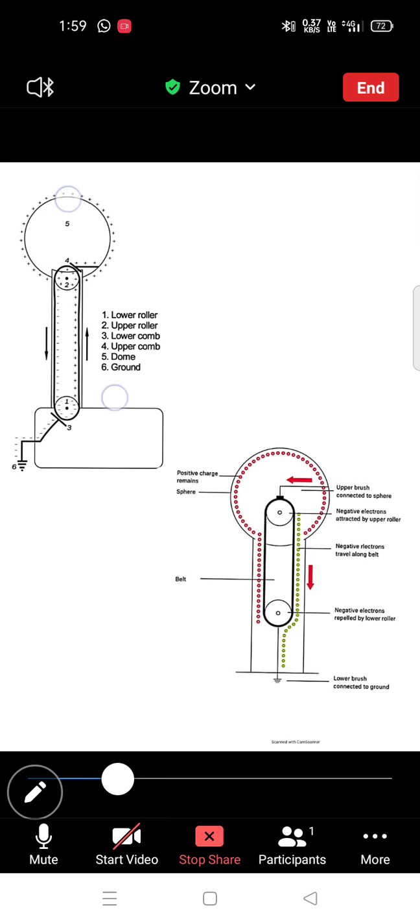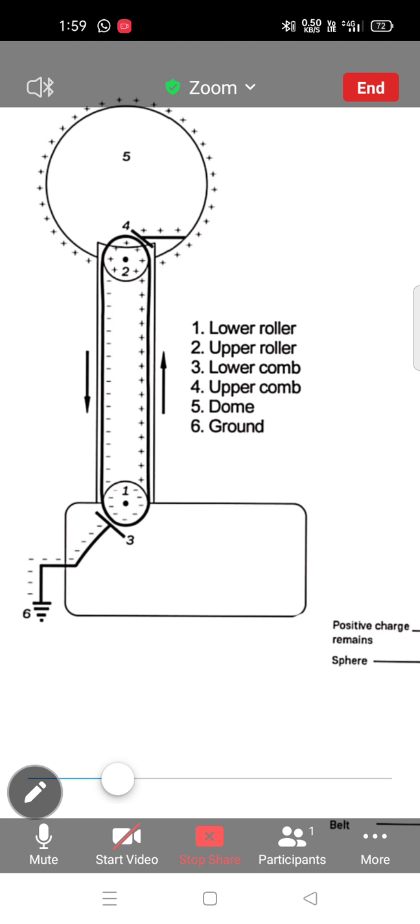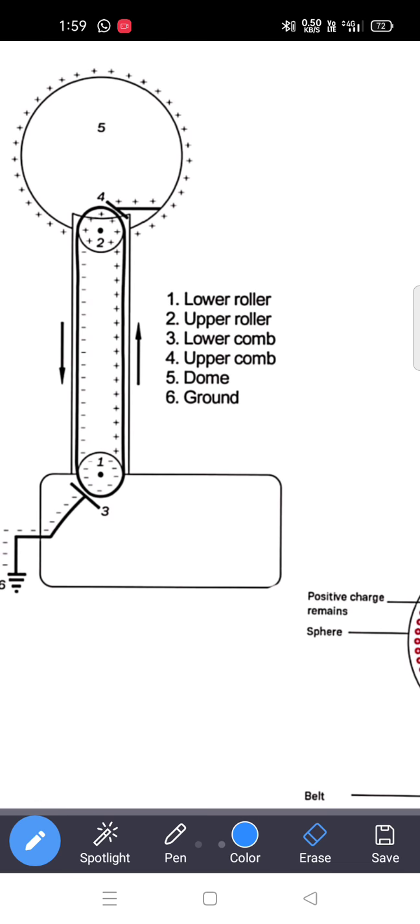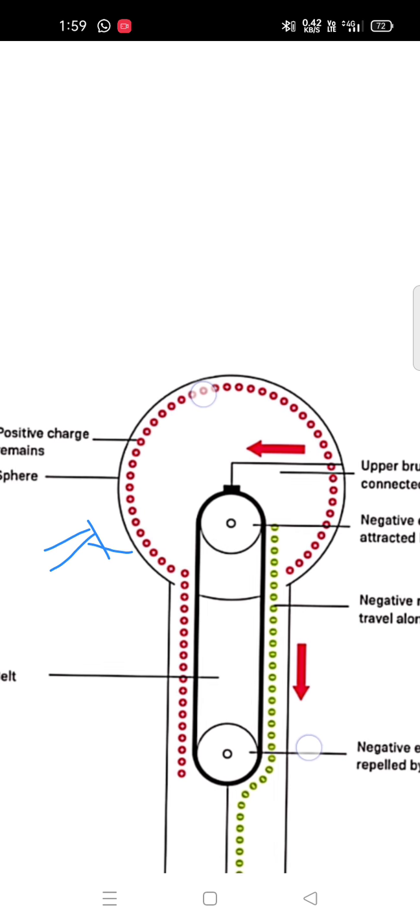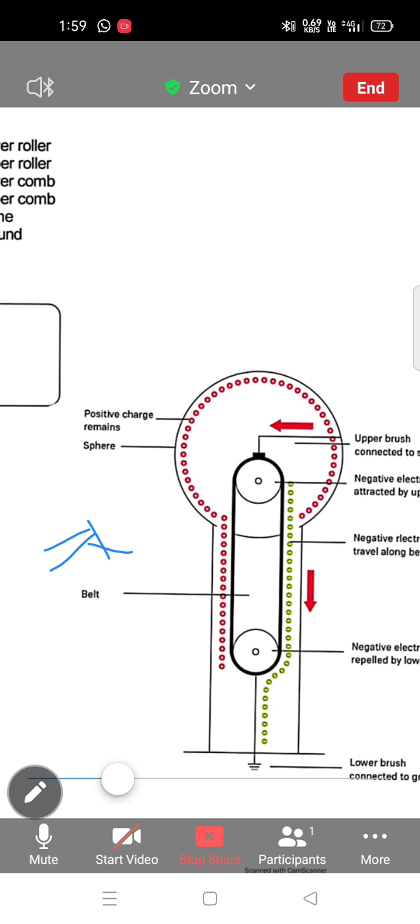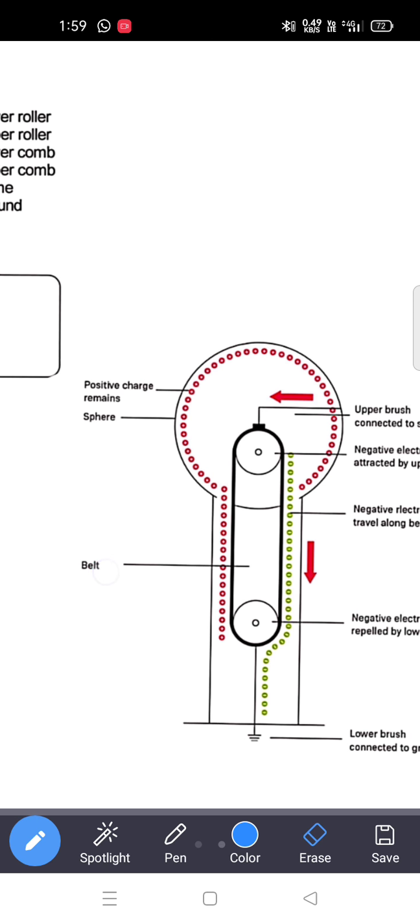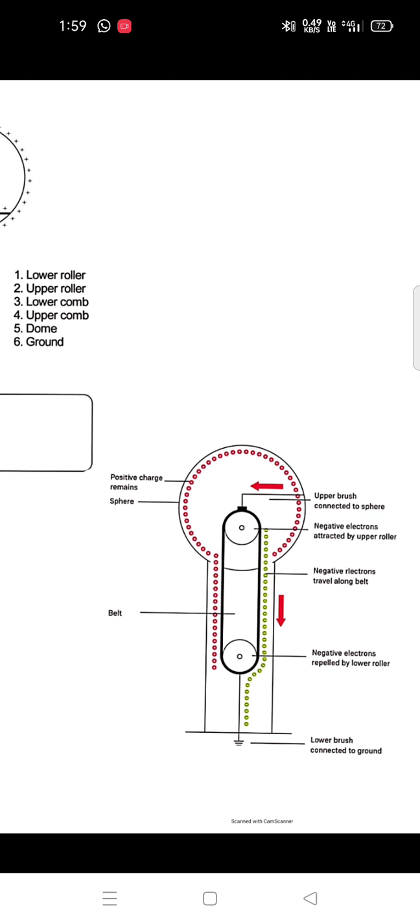Here we also see this is the lower comb and this is the upper comb. The lower comb collects both charges from the earth, and they rotate on the belt, and the positive charge will go up into the metal sphere, and the negative charge will again come down to the ground. Here the same phenomena are given in terms of color. Okay.